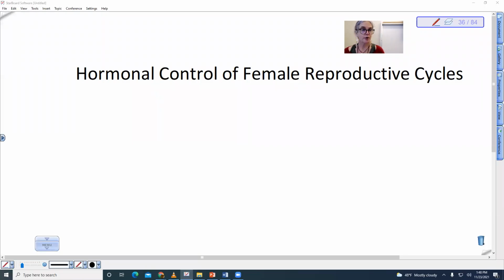When we were talking about the hormonal control of male reproduction, we talked about the hypothalamus and how it is connected to the pituitary gland. So just like within the males, there's this overarching hormone that's produced by the hypothalamus, which is called GnRH, gonadotropin-releasing hormone. It regulates the release of FSH and LH.